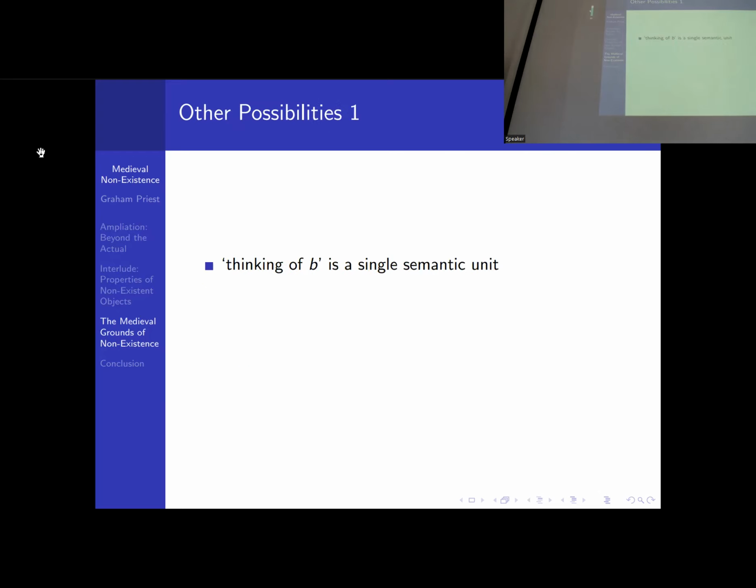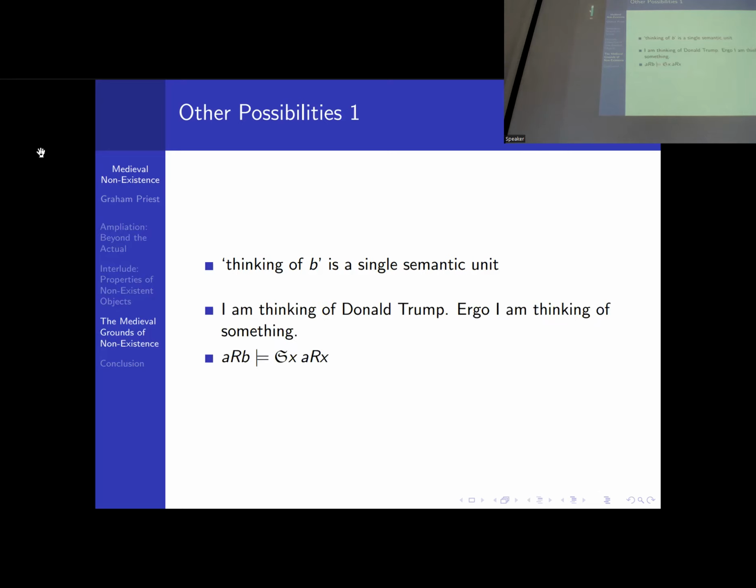So one thing you might say is that thinking of B is a single semantic unit. This is something that some philosophers have said. So you have to think of thinking of Donald Trump as a monadic predicate. Okay. Look, there are various worries you might have, but one of the obvious ones is quantifying in. So I'm thinking of Donald Trump, therefore I'm thinking of something.